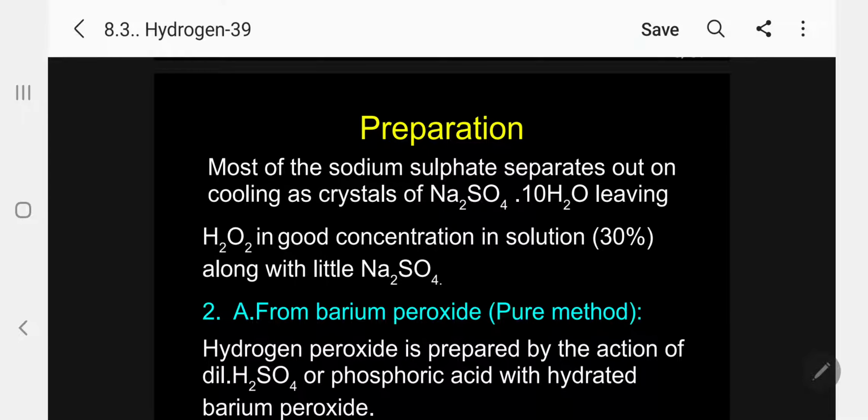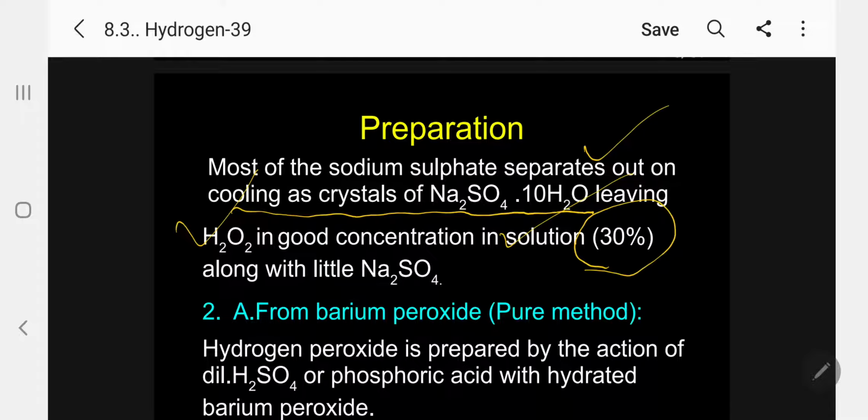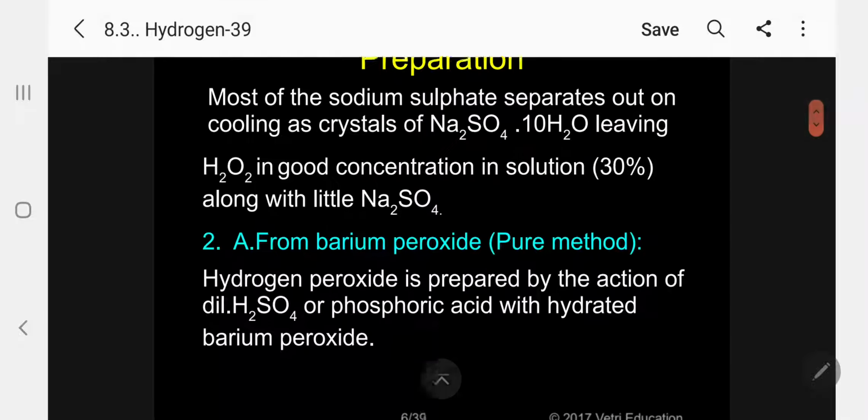Most of the sodium sulfate formed in this reaction separates out on cooling as crystals of sodium sulfate 10H2O, leaving hydrogen peroxide in good concentration in solution, about 30%, along with a little sodium sulfate. Please follow, this is the most important information. So in the laboratory, from sodium peroxide, we can prepare it using a cold solution of dilute sulfuric acid.